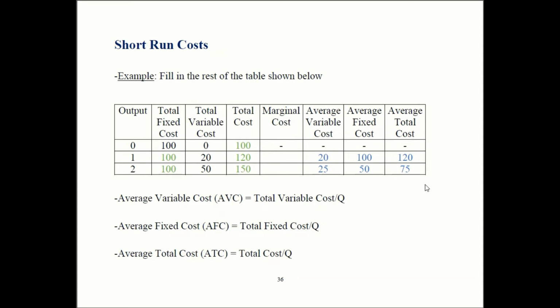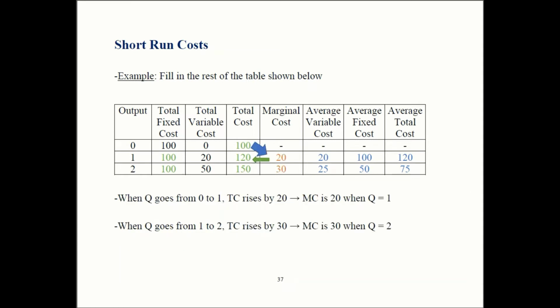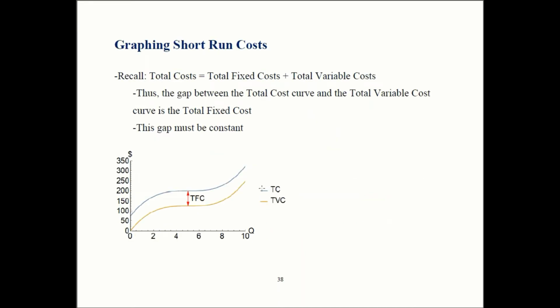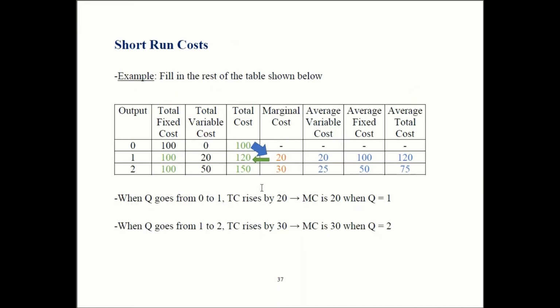So all we've got to do now is fill in the marginal cost column and we're done. Marginal cost is the change in total cost. So here total cost went up from 100 to 120. That's an increase of 20. So we should put a 20 down over there. Likewise, here we go from a total cost of 120 to 150. That's an increase of 30. That means marginal cost is 30. 120 plus 30 is 150. So that completes our table and our example.